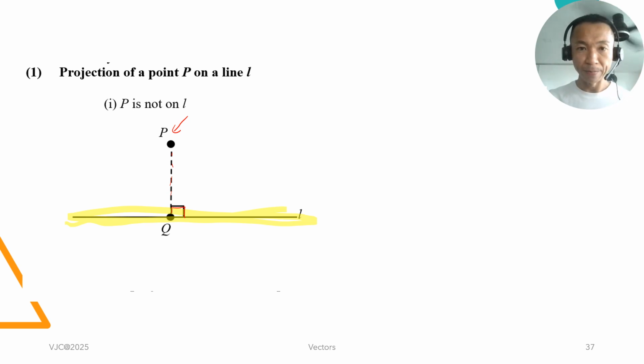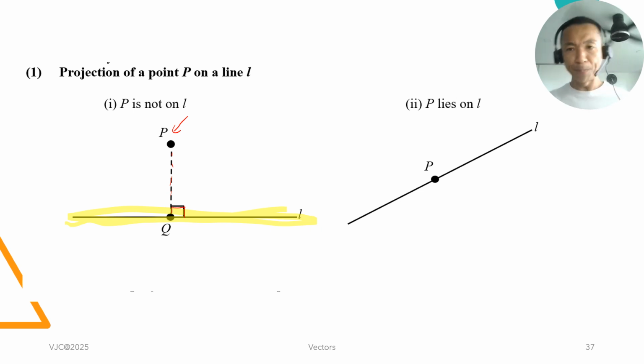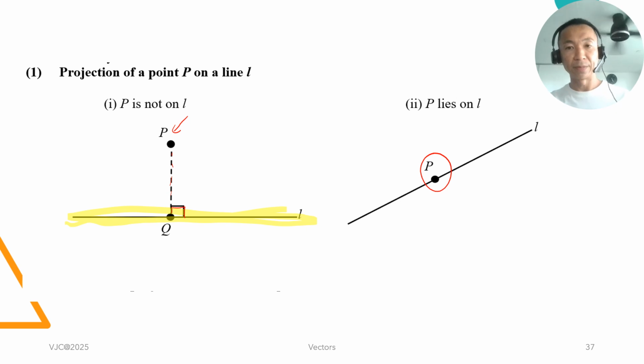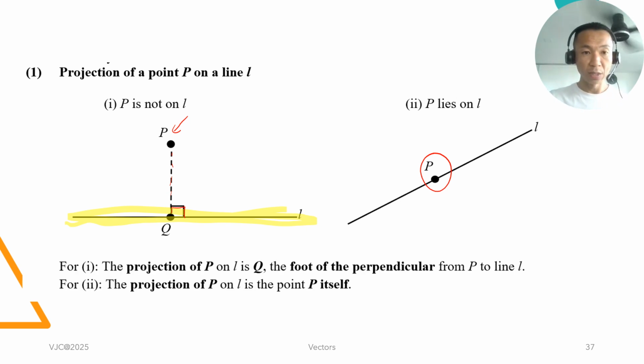What if P is on the line? If P is on the line, the projection of P on the line, there's nothing to drop a perpendicular. So this point itself is just the projection. I think it's quite clear, so I put it in words. If P is not on the line, then it's the foot of the perpendicular. If it's on the line, then it's P itself.